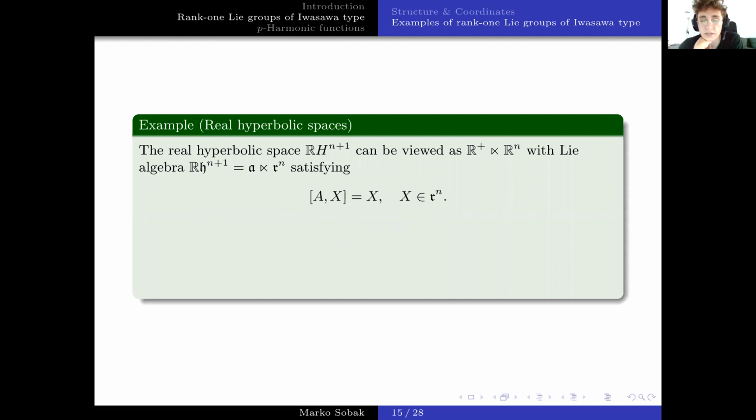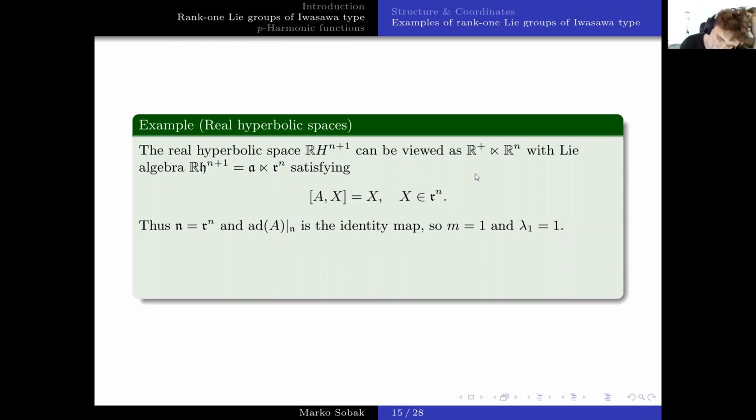So for some fixed element A of the subspace A. Essentially what this tells you is that the adjoint representation of A restricted to R^n should just be the identity map. So the nilpotent part of the Lie algebra of Iwasawa type is then R^n here. So this is just abelian, so in particular also nilpotent. And as I already mentioned, the adjoint representation of A is the identity map when restricted to n. So in this case, we only have one eigenspace, so m is equal to 1, and the eigenvalue lambda 1 is equal to 1 as well.